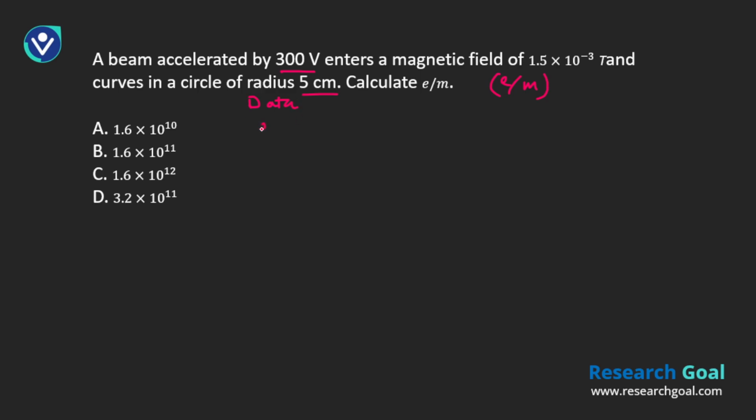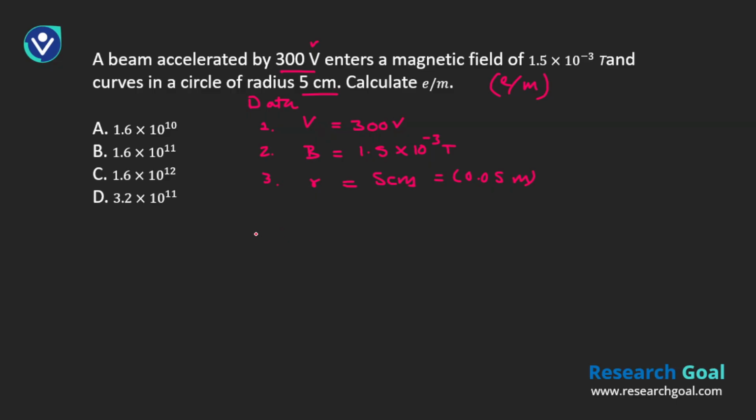So we have number one, which is voltage. Voltage in that case is 300 V. That has been given over here. Next, the magnetic field is also provided, which is 1.5 multiplied by 10 to the power minus 3 T. And third, the radius R is provided, which is 5 centimeter. If you convert this into meter, that will be 0.05 meters. All right, that is what is given over here.